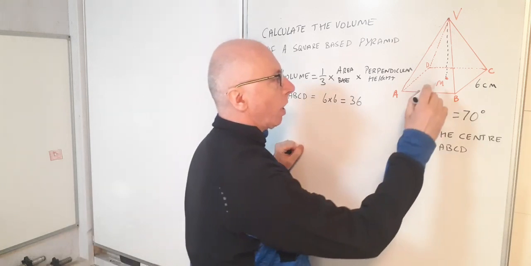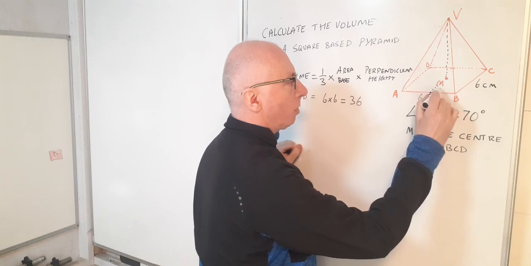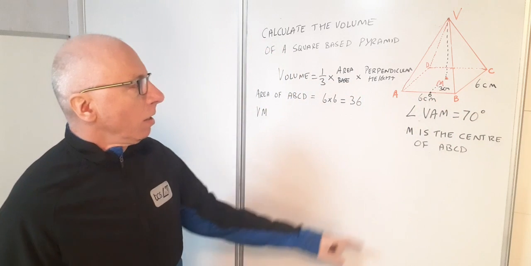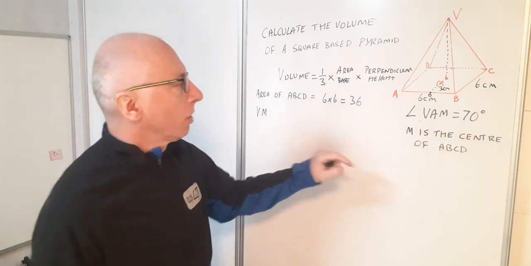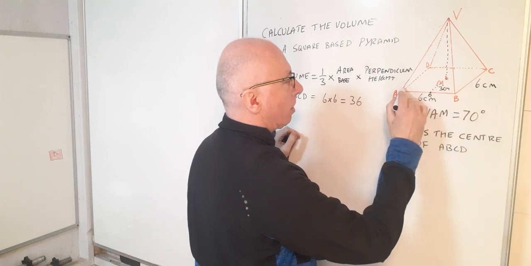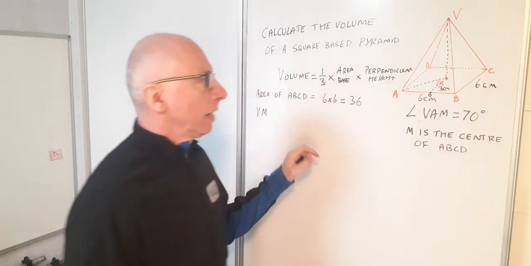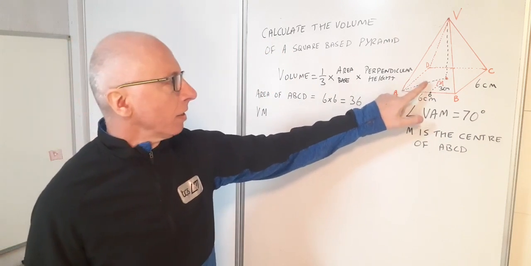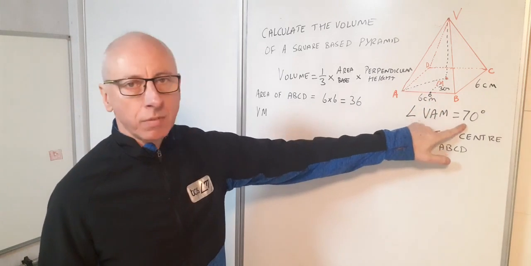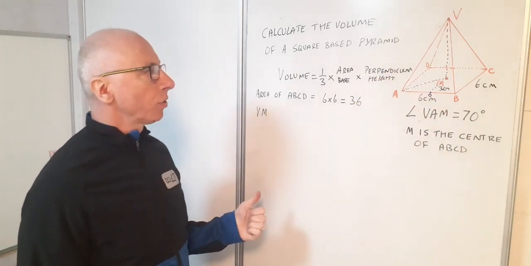Now, we don't know what that is, but if we draw a line out to the center there, O, we know that would be 3 centimeters. But the angle VAM is 70 degrees. So that's the angle from there to there to there. So what we need to do is draw a line there. If we could calculate the length of that line from A to M, then we could use our angle of 70 degrees to try and find our perpendicular height. So that's the mission we've got to try here.